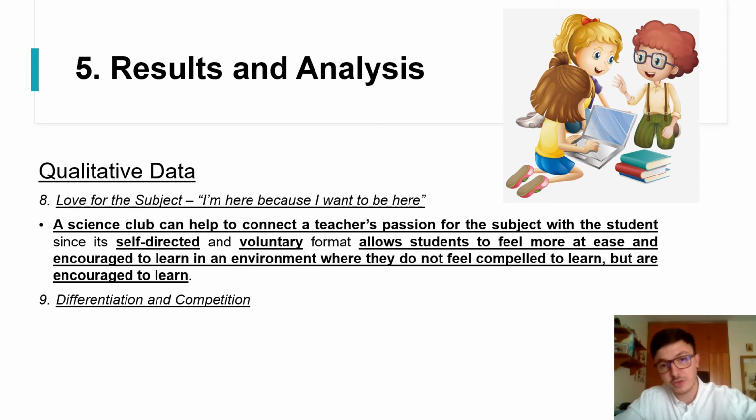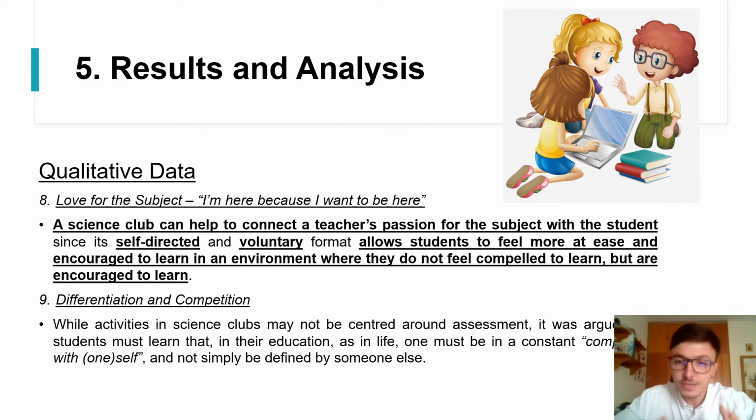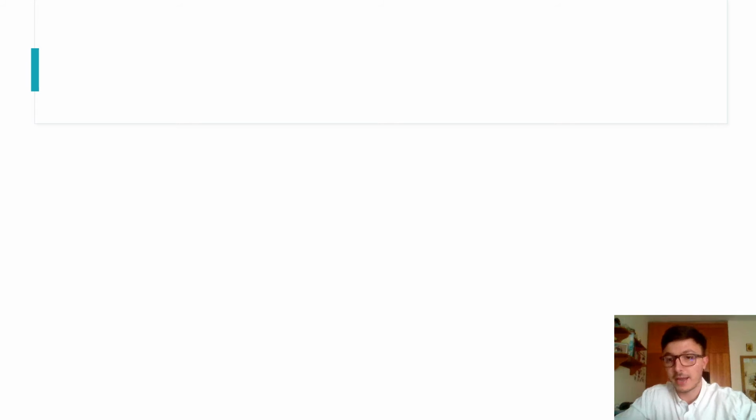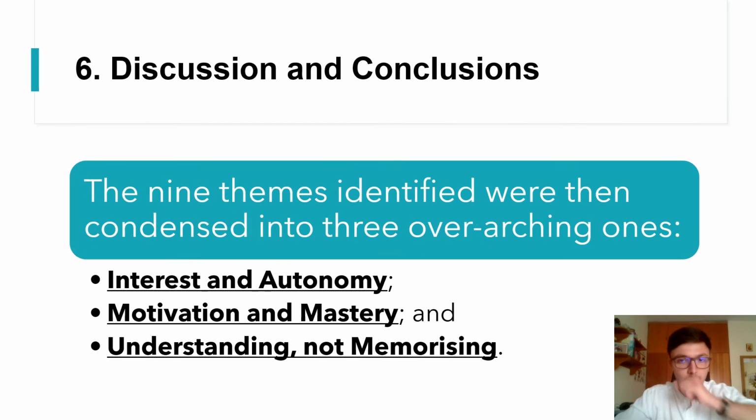And the element of differentiation and competition, which, even though there is no direct assessment generally in science clubs, students can self-assess themselves, where they can be encouraged to be in a constant competition with themselves and not defined by other people. These 9 themes were then condensed into 3 overarching ones: interest and autonomy, motivation and mastery, and understanding, not memorizing.